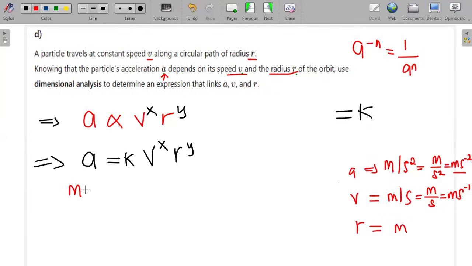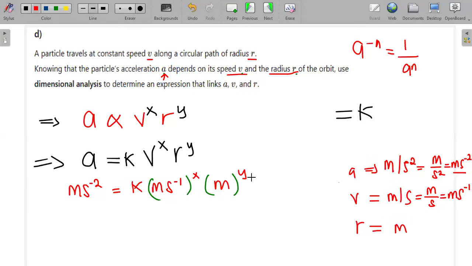So I'm going to replace this with this guy here. So it will be M and then S to the power minus 2 is equal to, I write my K, and then this V here, I replace with SI units. So that will just be M S to the power minus 1. So this is just for V. Don't forget that the V there is raised to power X. And then the other one is for the R. For the R, the SI units are just meters. And don't forget that these are raised to power what? Y, like that.